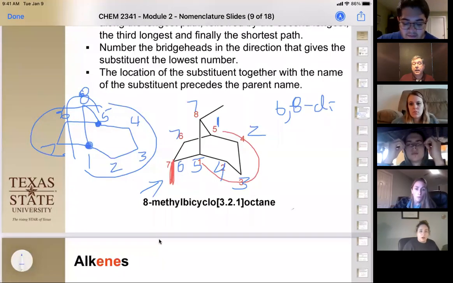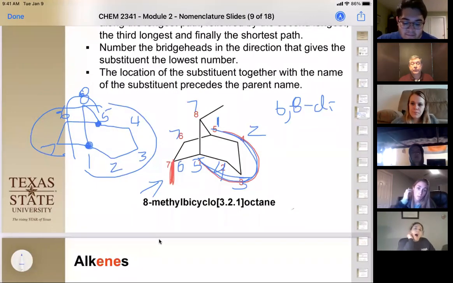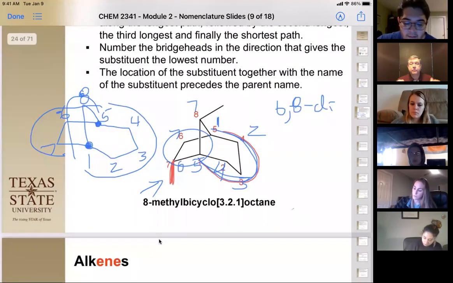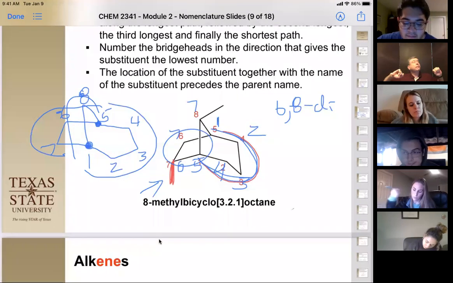So that's the only time you would try to renumber the system, but you still have to number around the largest bridge first, the second largest bridge second, and the last bridge last. Okay? I think that answers your question. All right, let's take a break.